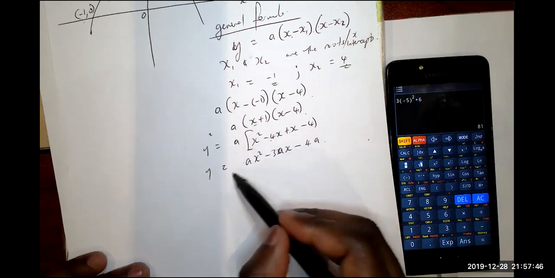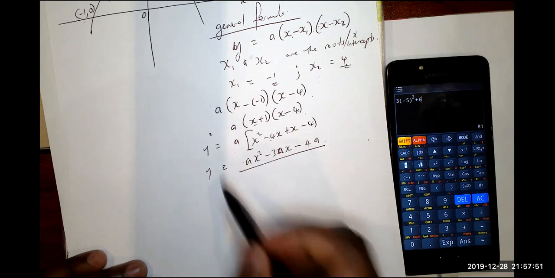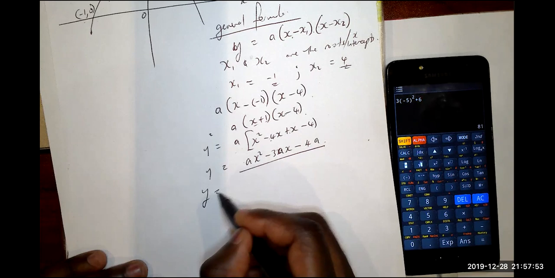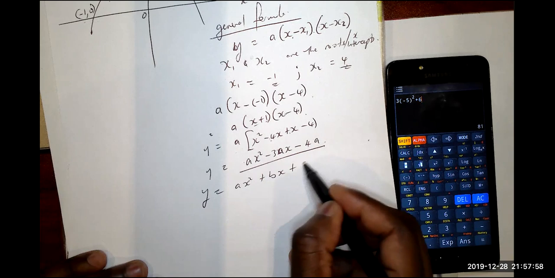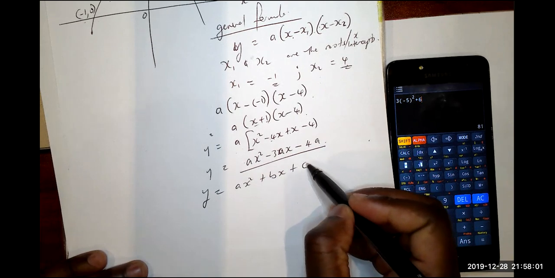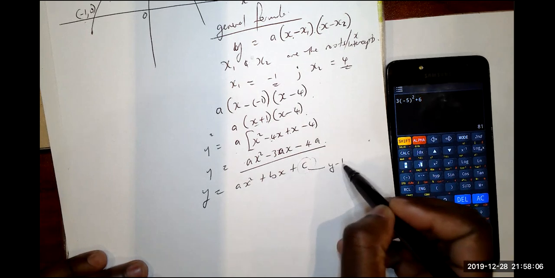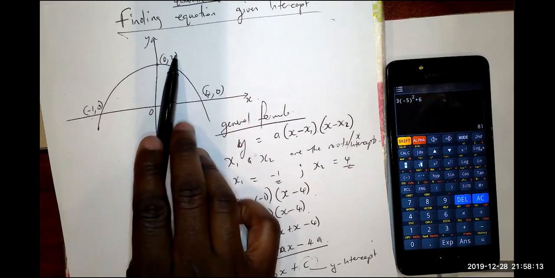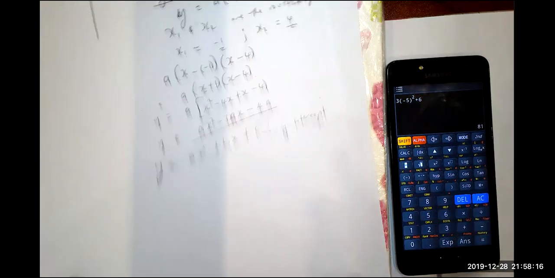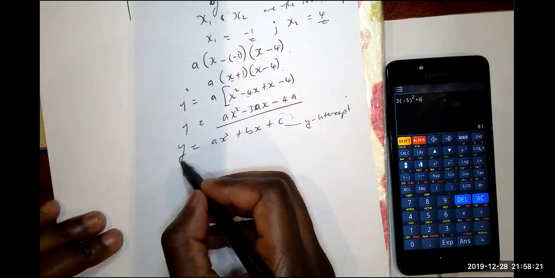Now you have your general equation here, and you know very well the general equation is a x squared plus bx plus c. What you need to know is that c is the y-intercept. And in this case, what is the y-intercept? The y-intercept is negative 4. So how do you get the value of a?